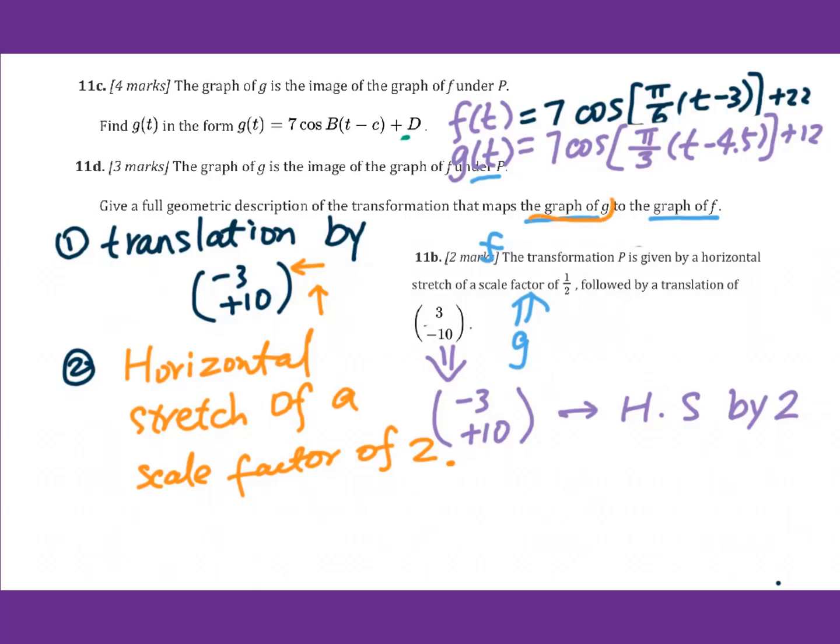They said it's from g to f. So you have to do the backwards. The order does matter. That's the reason we do translation first, then do the horizontal stretch. Therefore, you get, this is the solution to 11D.